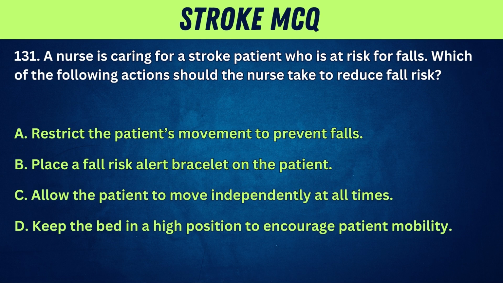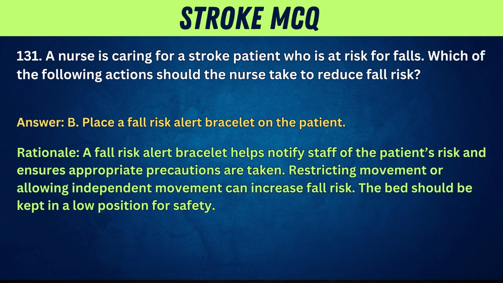131. A nurse is caring for a stroke patient who is at risk for falls. Which of the following actions should the nurse take to reduce fall risk? A. Restrict the patient's movement to prevent falls. B. Place a fall risk alert bracelet on the patient. C. Allow the patient to move independently at all times. D. Keep the bed in a high position to encourage patient mobility. Answer: B. Place a fall risk alert bracelet on the patient. Rationale: A fall risk alert bracelet helps notify staff of the patient's risk and ensures appropriate precautions are taken. Restricting movement or allowing independent movement can increase fall risk. The bed should be kept in a low position for safety.